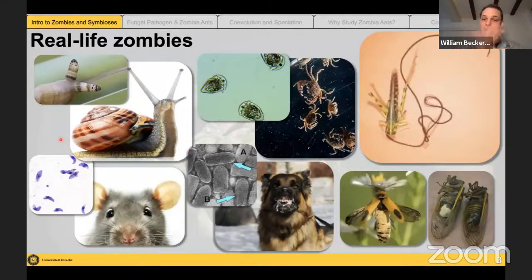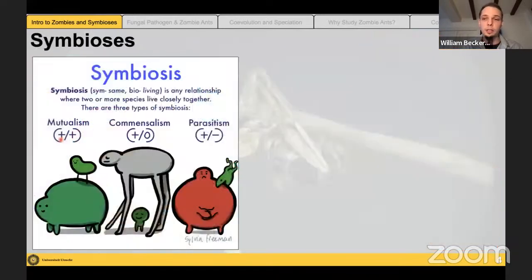Now, I could go on and on about all the really fascinating biology of behavioral manipulation, but for the sake of time, we're going to talk mostly today about my favorite group, which is the behavioral manipulating fungi, most of which infect insects.